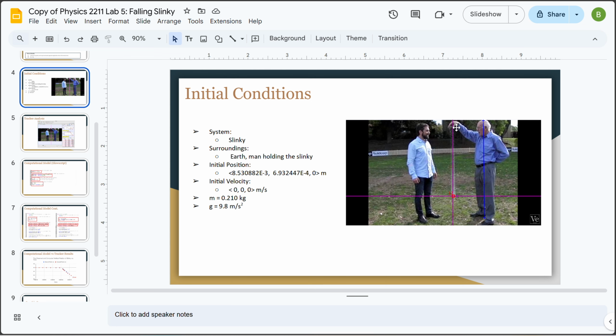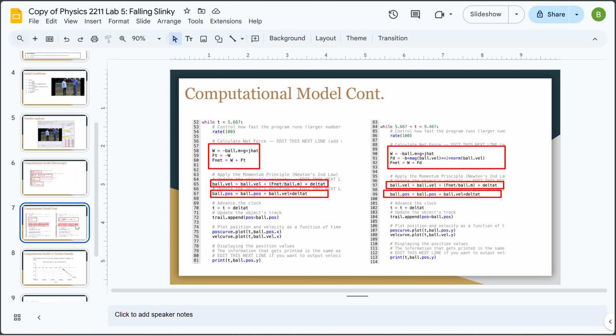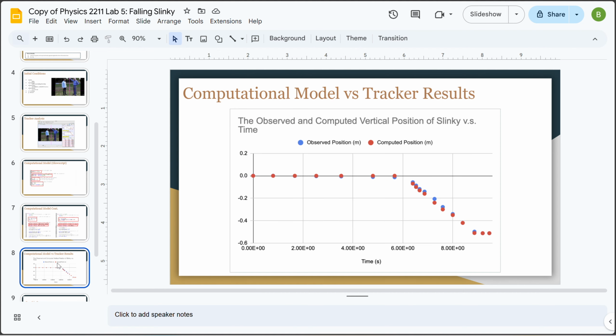However, after the top of the Slinky reaches the bottom, we now have different forces acting on it. We have the weight force of the Slinky, and we have the drag force now, as there is no tension force anymore since the Slinky is completely compressed. Of course, we still have the velocity update formula and the position update formula.